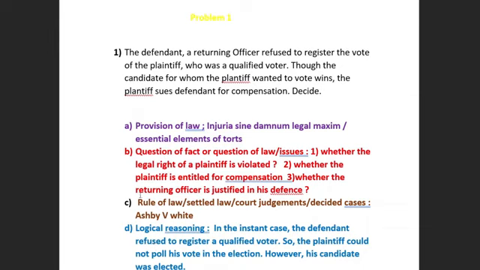So here the question has been given: the defendant, a returning officer, refused to register the vote of the plaintiff, who was a qualified voter, though the candidate for whom the plaintiff wanted to vote wins. The plaintiff sues the defendant for compensation. Decide. So in this way the question will be given in the exam.